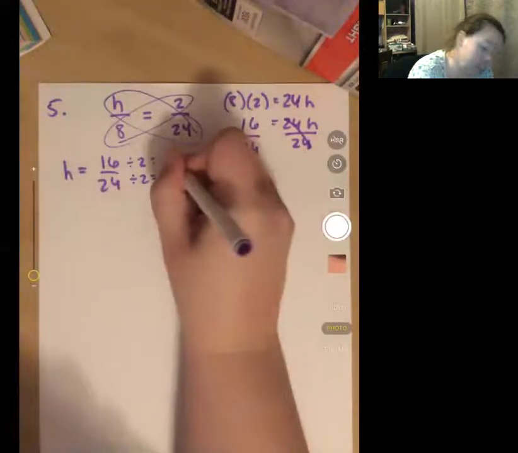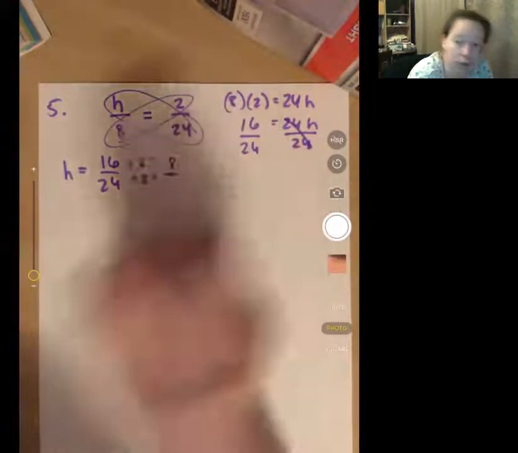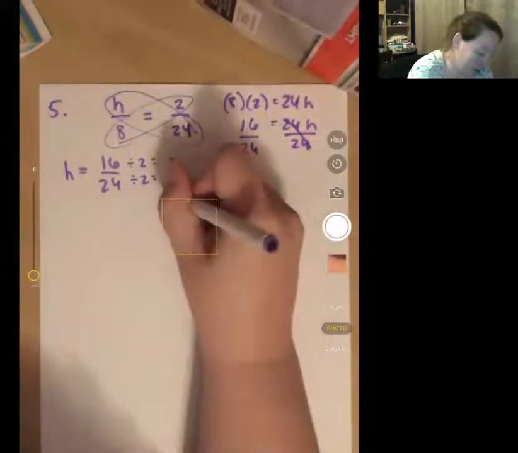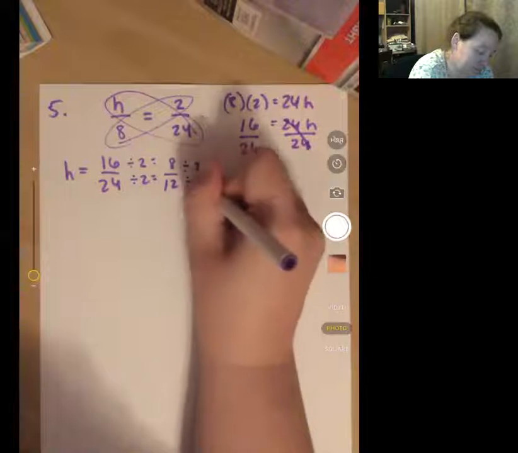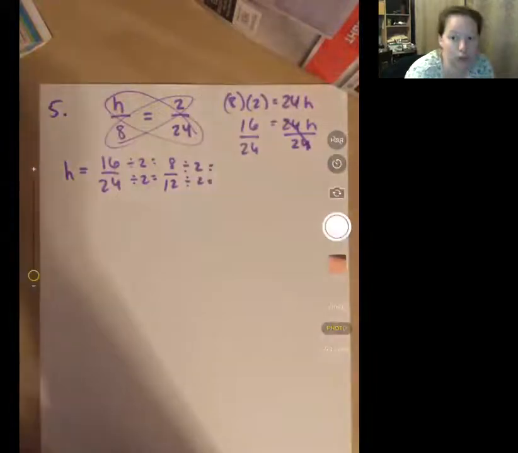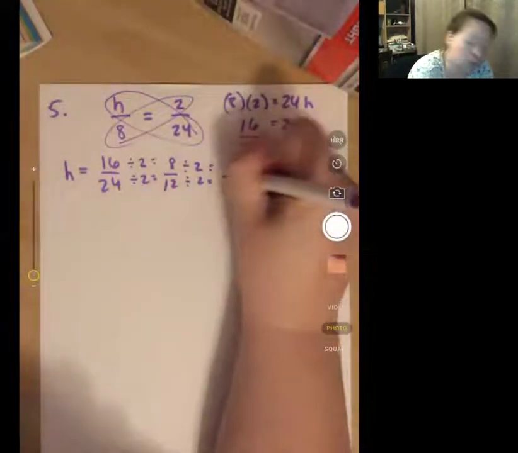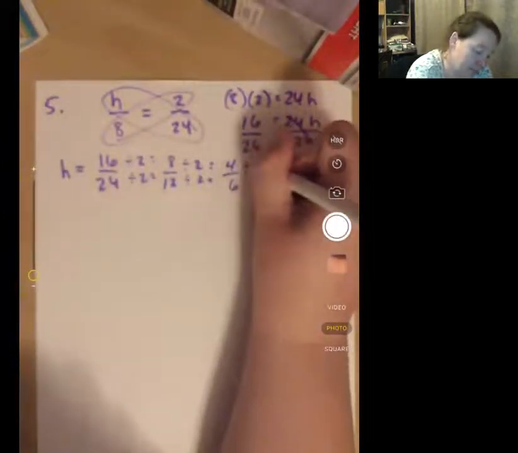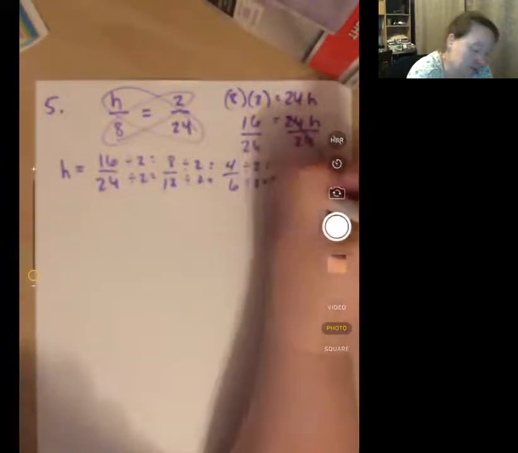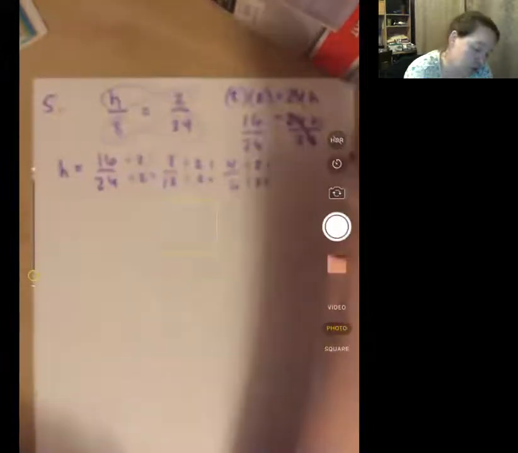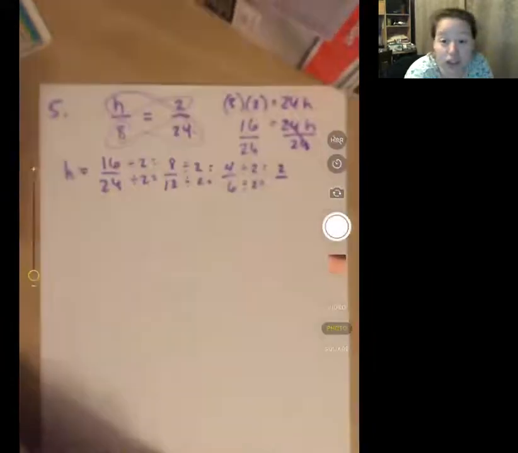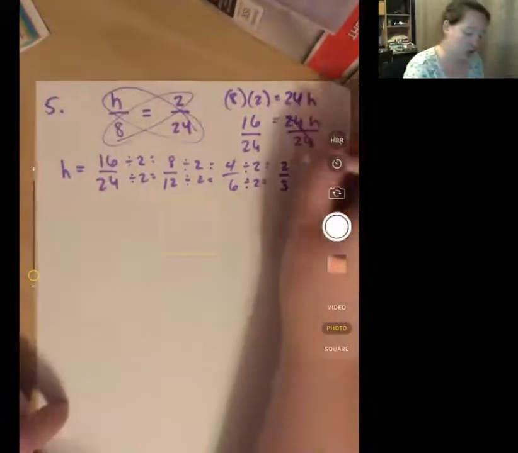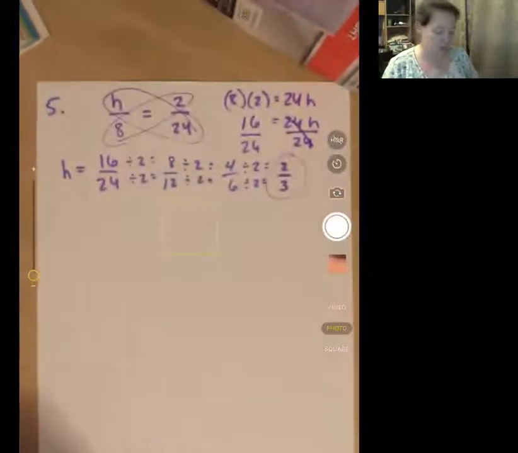16 divided by 2 is 8. 24 divided by 2 is 12. Divide by 2 again. 8 divided by 2 is 4. 12 divided by 2 is 6. Divide by 2 again. 4 divided by 2 is 2, and 6 divided by 2 is 3. So I am left with 2/3. My height is 2/3.